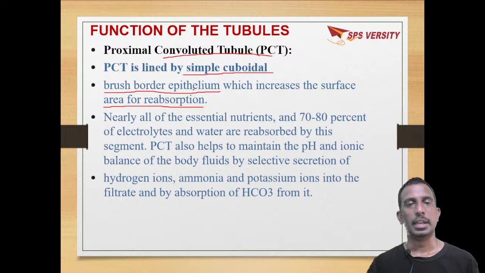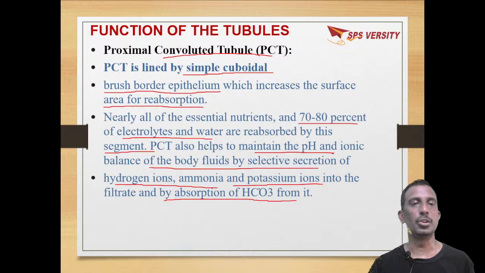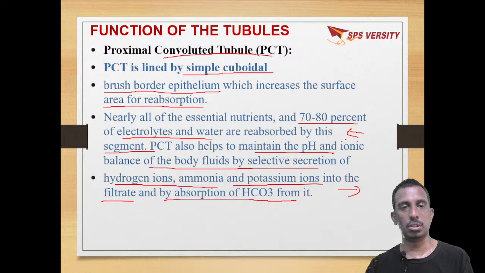Not only reabsorption, you can also see secretion to balance the body fluid, like hydrogen ions, ammonia and potassium ions, which are secreted into the filtrate. So 70 to 80% of nutrients are absorbed in the proximal convoluted tubule, along with secretion of hydrogen ions, ammonium and potassium ions into the filtrate. Glucose, water and electrolytes are reabsorbed.